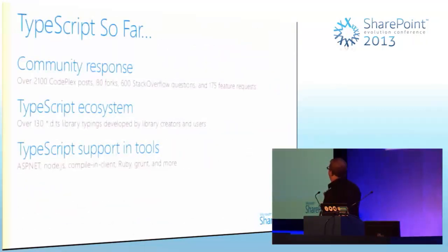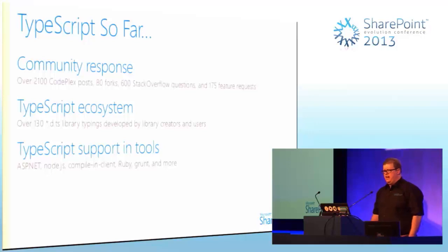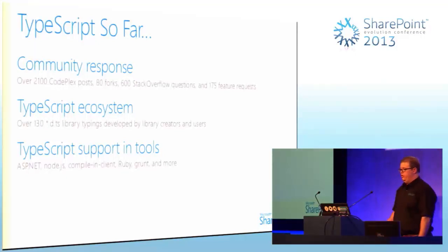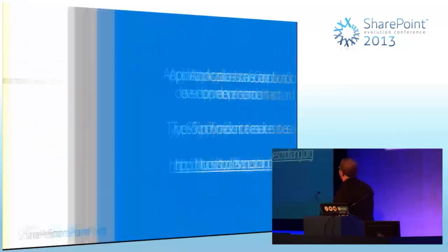This is actually the very cool thing, is the community's really latched onto this. It was just launched in like the last week of October. Over 2,100 Codeplex posts, 80 forks, 600 Stack Overflow questions. There's a huge ecosystem. That number's growing all the time. And you've got support in the native tools, Ruby, Grunt, not just our stack. We're really trying to leverage that sort of open source feel to it.